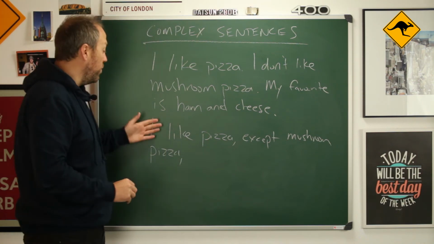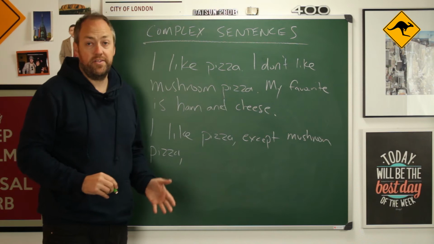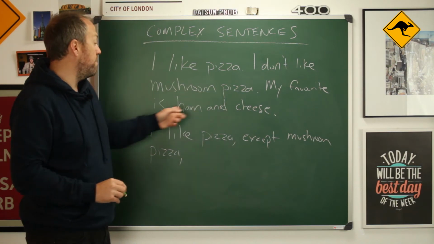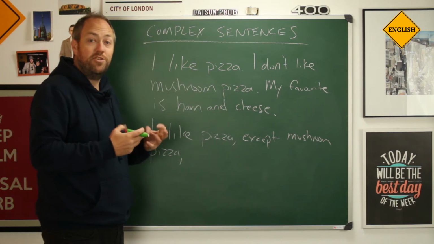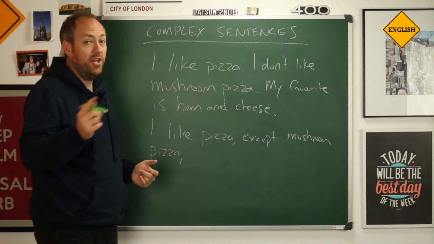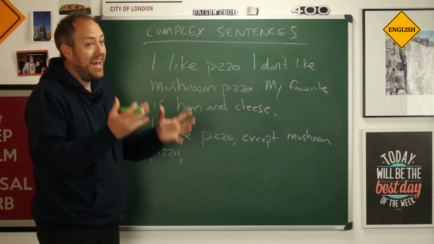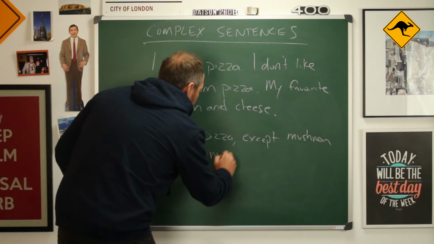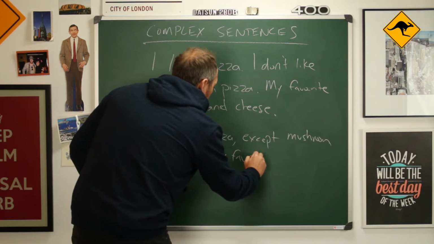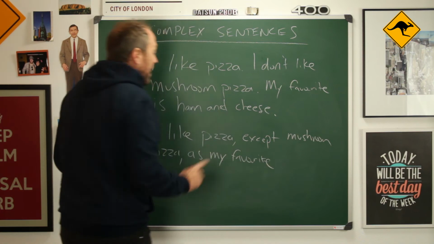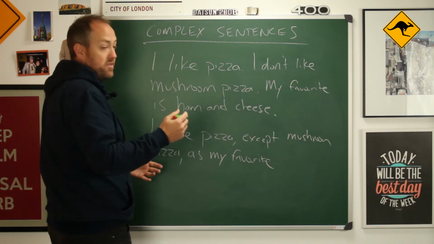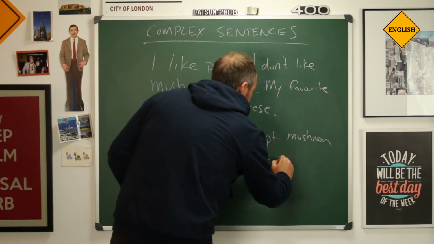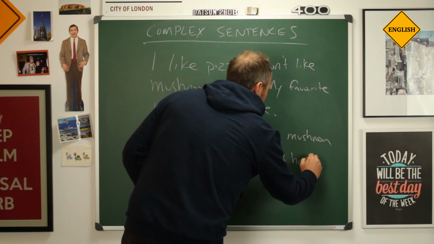Okay, so now we're not repeating the subject, we're using our except. And then also, my favorite is ham and cheese, so let's use another linking word to put this in. We're going to use the linking word as. As and because are very similar. So, as my favorite. And we don't need to repeat pizza, because we have pizza here. My favorite is ham and cheese.